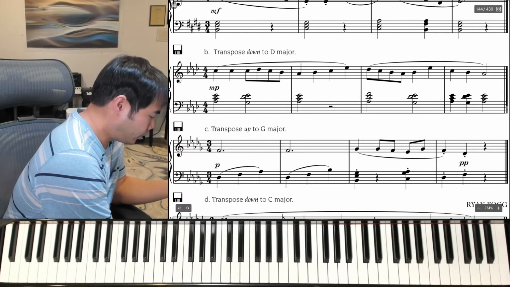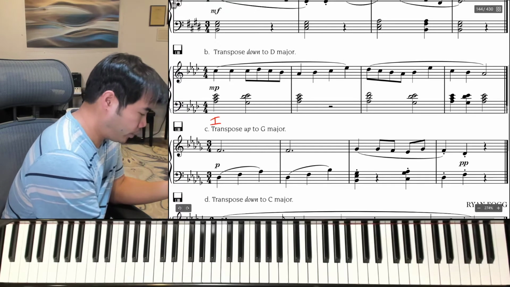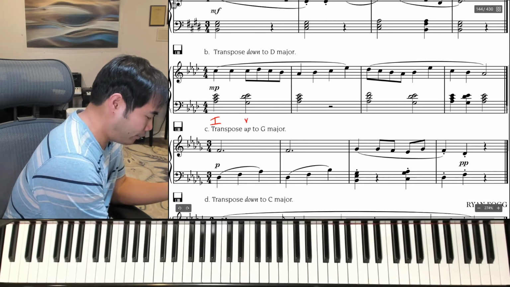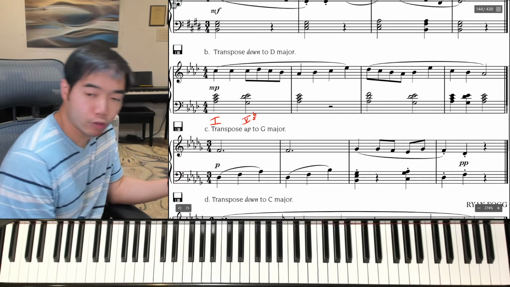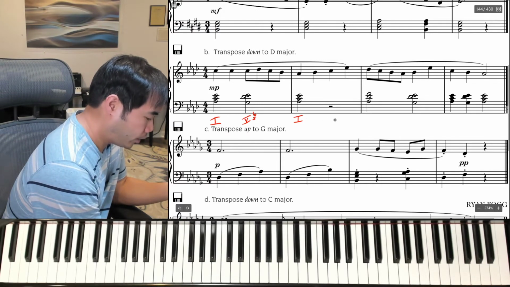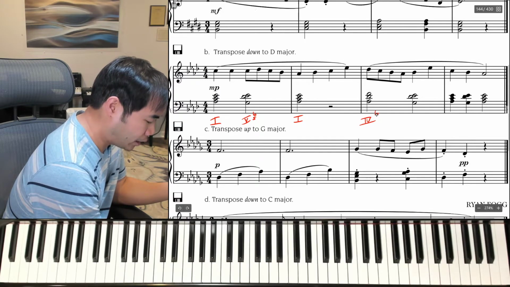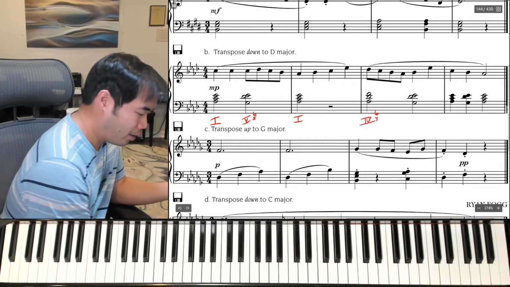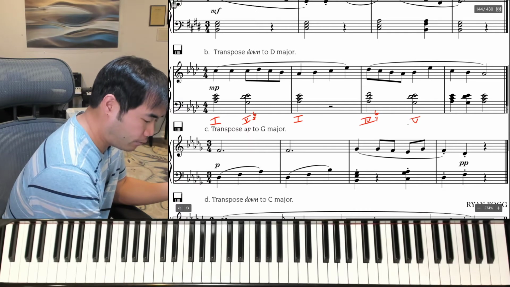So in A flat major, this is a 1 chord. Then we have a 5-6-5. It's a 5-7 in first inversion. Back to the 1 chord. Then we have a 4 chord in the second inversion, 6-4. Back to the 5-6-5. 1 chord, 5-6-5, and the 1 chord.